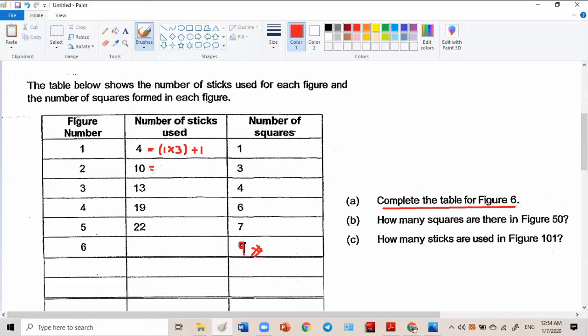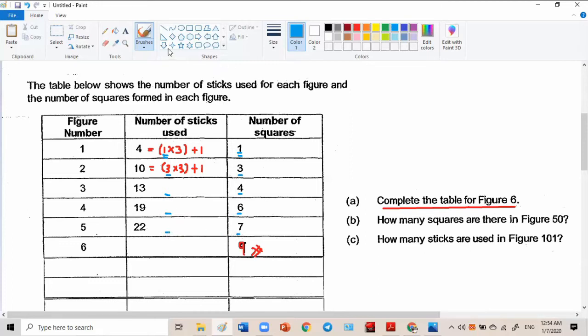Okay, how about 10? 10 is equal to 3 times 3 plus 1. Hey, people, we are seeing something forming here. This 1 is actually from here. The 3 here is actually from here. So what do we expect? We expect to put a 4 here, maybe a 6 here, and the 7 here. Let's try it out.